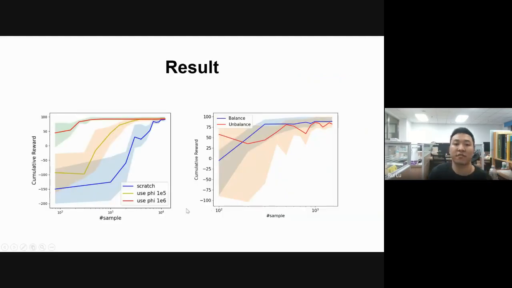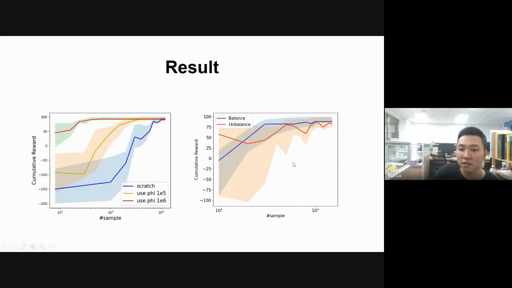And this is the final graph. The left graph just shows the efficiency of linear representation. The blue line is learning from scratch, and as you can see, it takes about 10,000 samples to converge. And if you use a feature function which you learn from 100,000 samples per task, then you just need around 2,000 samples to learn a good policy. And if your representation is really good, for example, you use 1 million samples for each task, then you just need several hundred samples to learn a good policy.